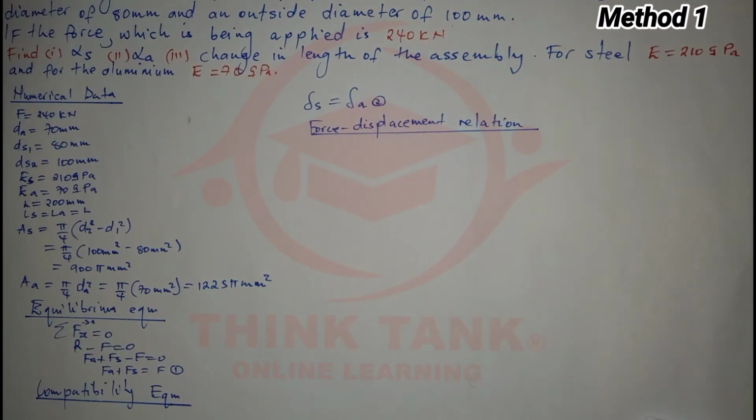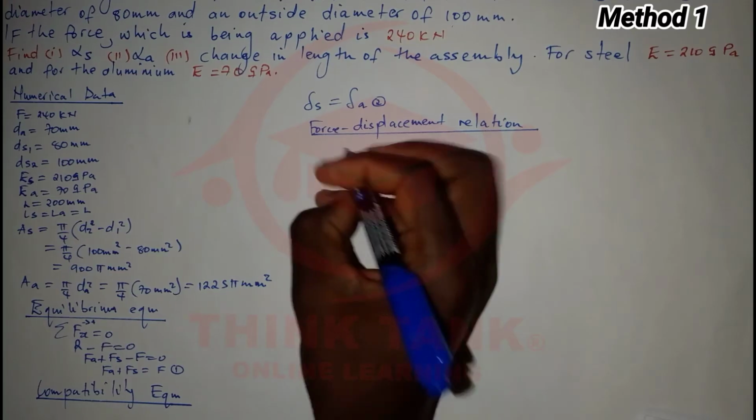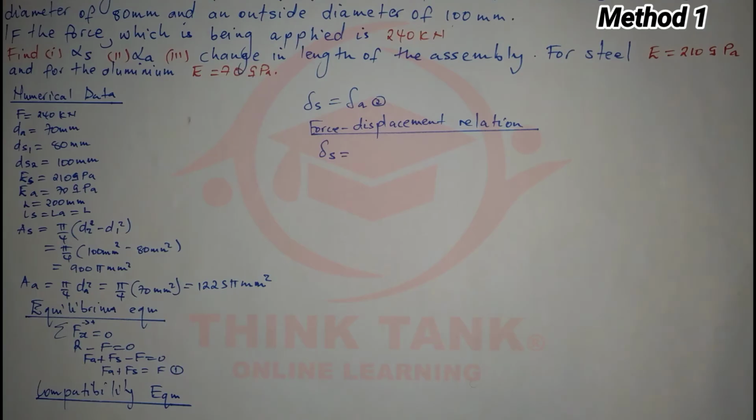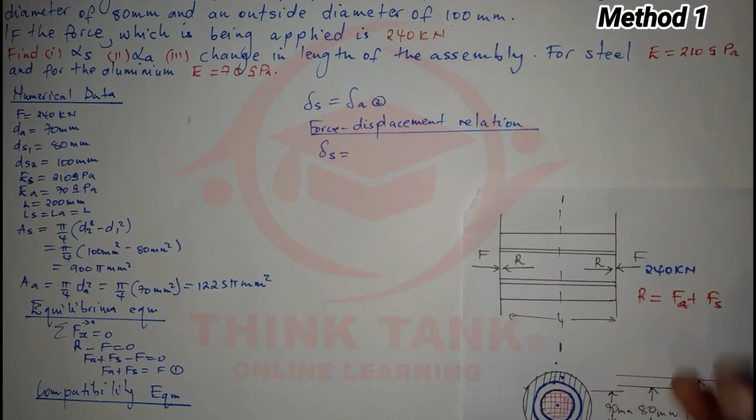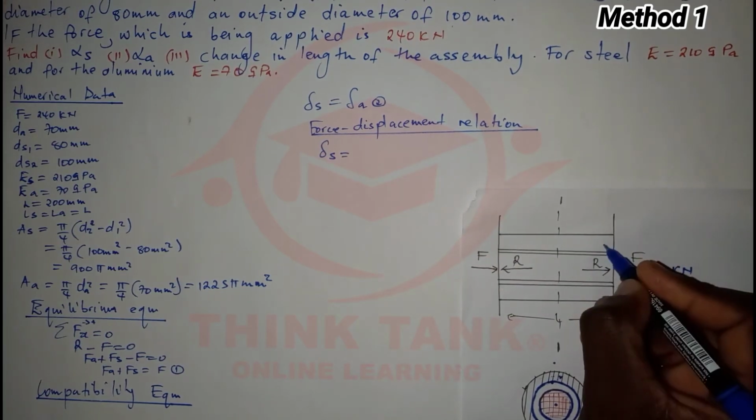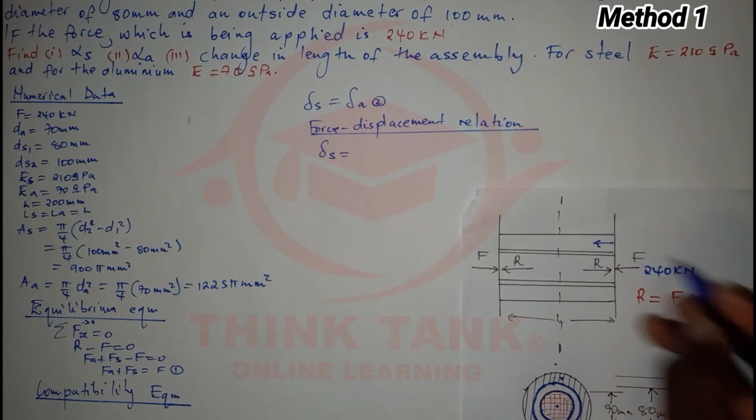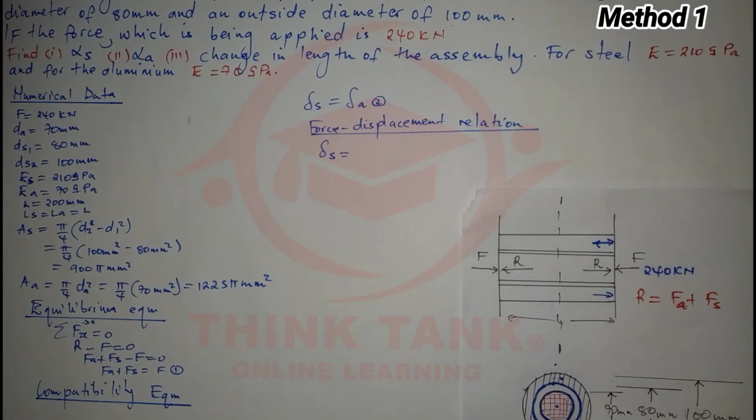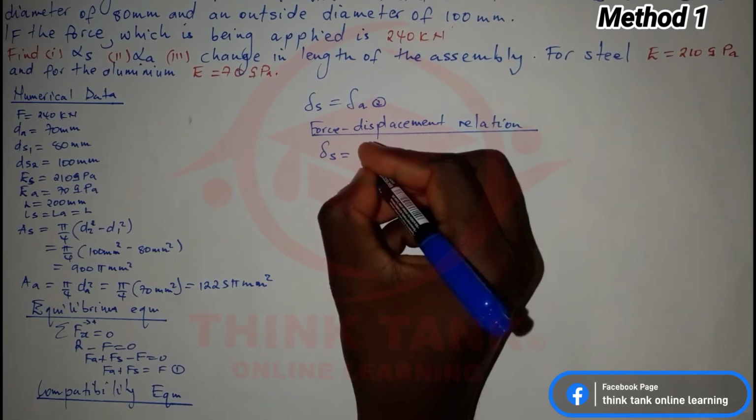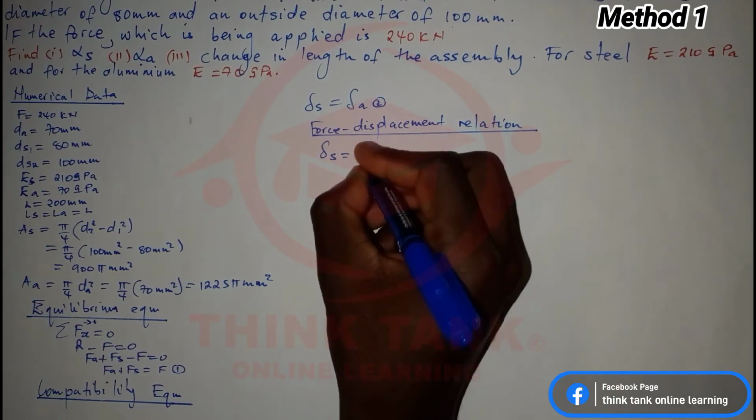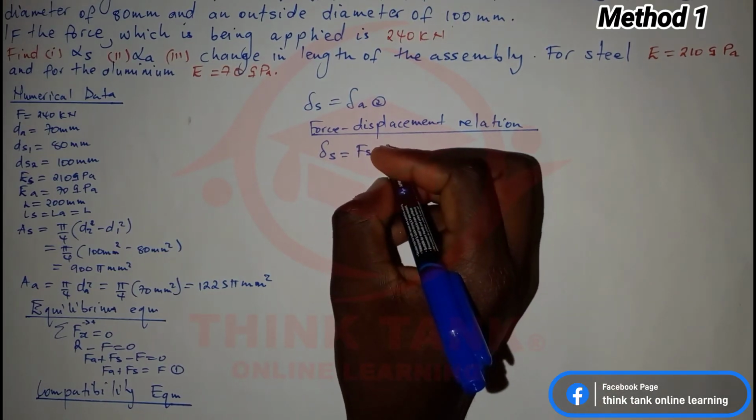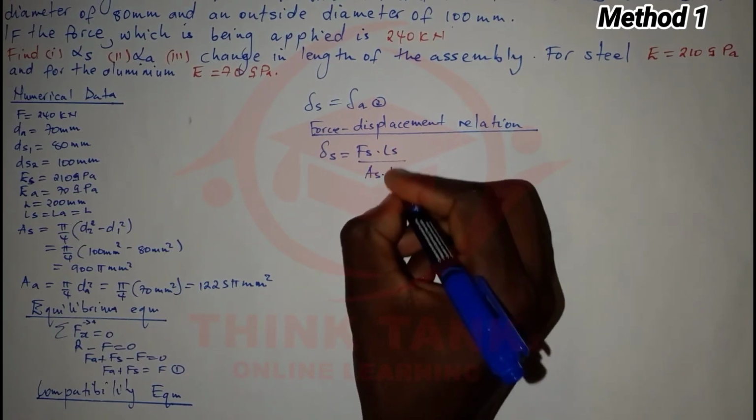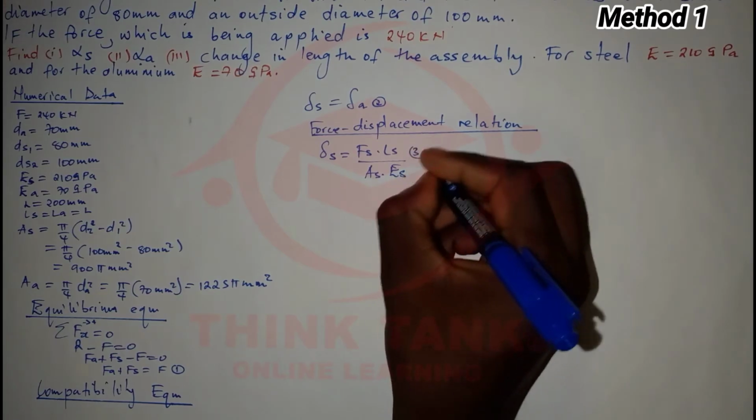After that we're going to look at the force-displacement relationship. There's going to be a change in length due to force. So the change in length of the steel is going to be the force applied on the steel, which is the reaction force here of the steel, FS, times the length of the steel, divided by the area of the steel times the Young modulus of the steel, and I'm going to call this equation number 3.